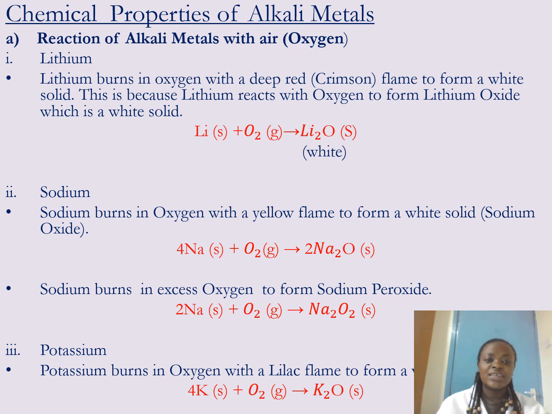We begin by looking at lithium. Lithium burns in oxygen with a deep red flame, which we call a crimson flame, to form a white solid. This is because lithium reacts with oxygen to form lithium oxide, which is a white solid. You can see the reaction there: lithium metal plus oxygen gas forms lithium oxide, a white solid.